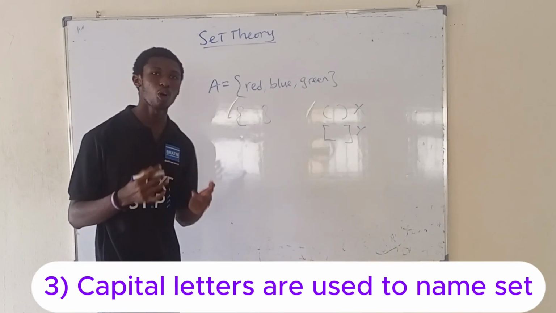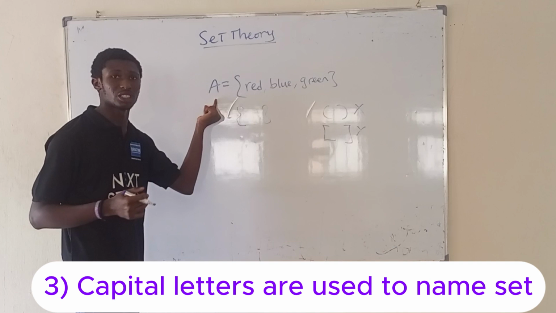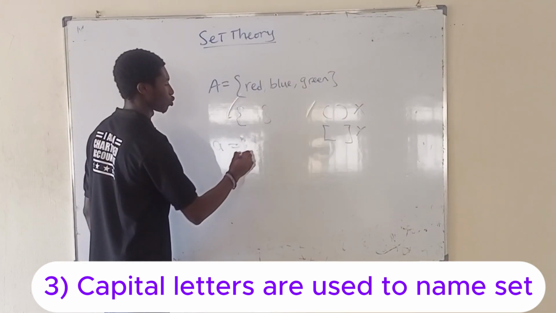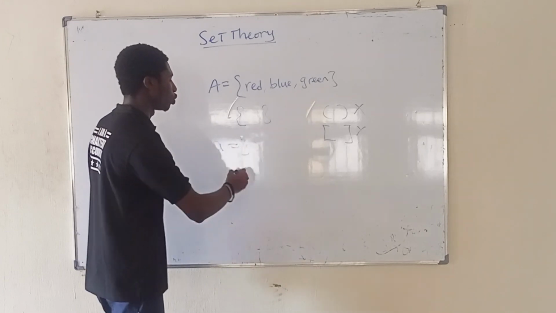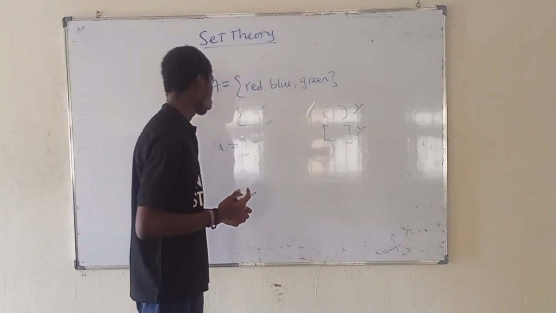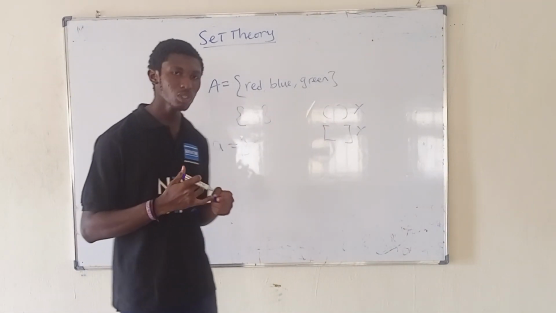Lastly, the name of the set must be a capital letter. And this is the name of the set. So I cannot have a set of small letter a equal to maybe red, blue, green. No. This will be totally wrong. So only capital letters are used to name sets.